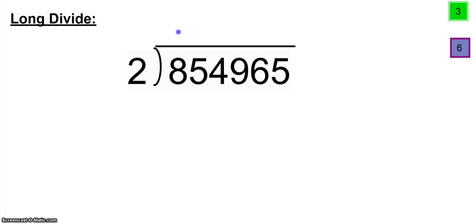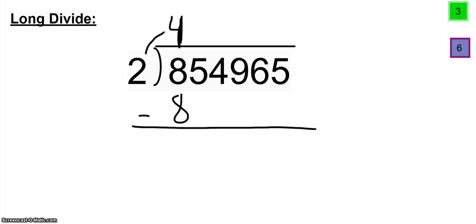So let's go ahead and get a pen. 4 times. 2 times 4 gives us 8. And then we're going to subtract that 8. 8 minus 8 is what, Kennedy? 0. It's 0.